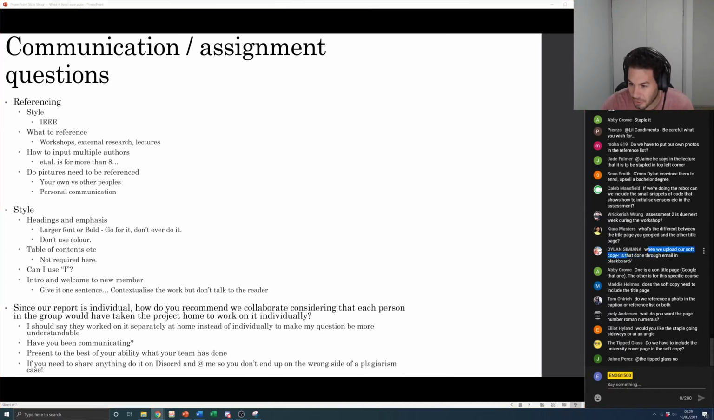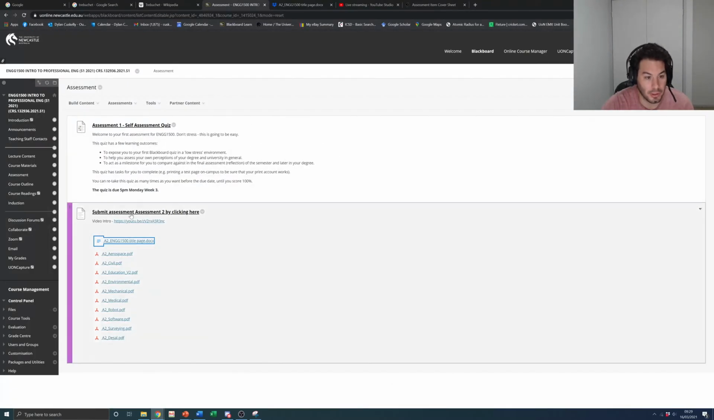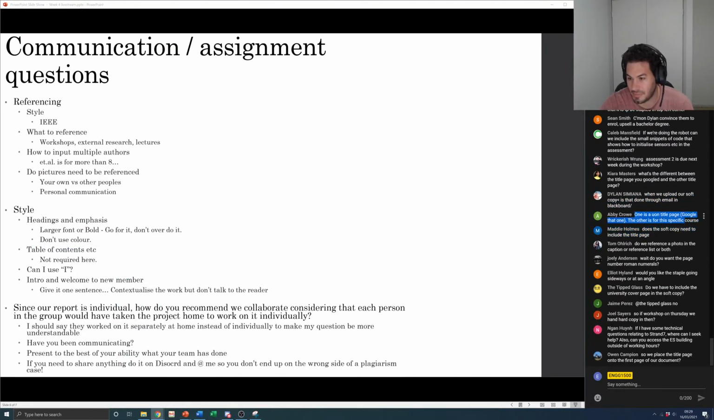When we upload our soft copy, is that done through email or Blackboard? Blackboard. You want to click on here, and it will allow you to upload a copy then. Make sure your file name is correct, please. One is UN title page, Google that one. The other is specific for this course. Does the soft copy need to include the title page? Yes. Not the cover page, but it does need to include the title page.